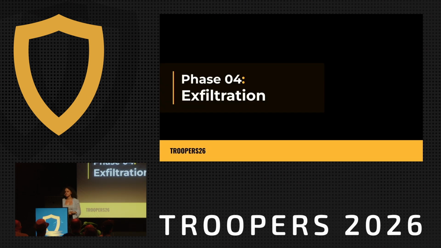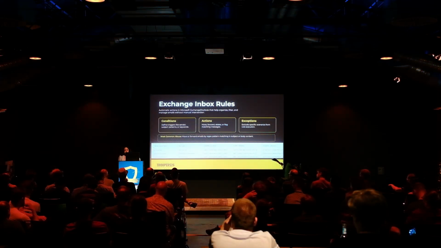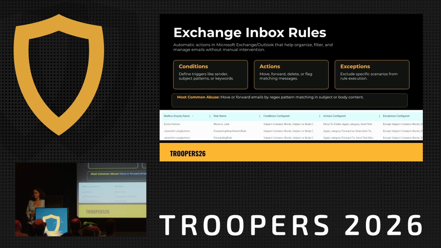Okay, so at this point, they've gathered information. The next step is to make sure they continue receiving it. So from here, we get to one of the most important techniques, inbox rules, which I'm sure many of you are familiar with. Inbox rules are completely legitimate features used for automation. For example, you can create a rule that moves emails from your manager to a separate folder.